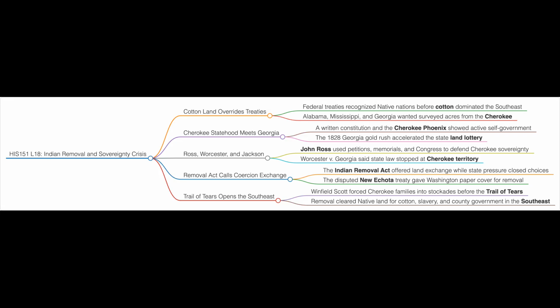The decision disappointed Cherokee leaders because it failed to block Georgia's advance. It also revealed the instability of federal doctrine. Native nations were recognized enough to be different, but not enough to stand securely on equal diplomatic ground in court.